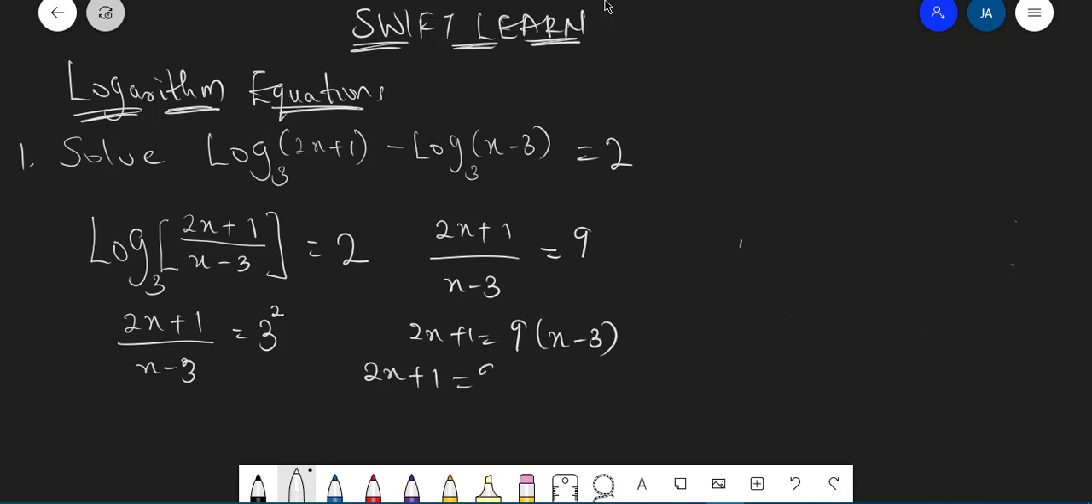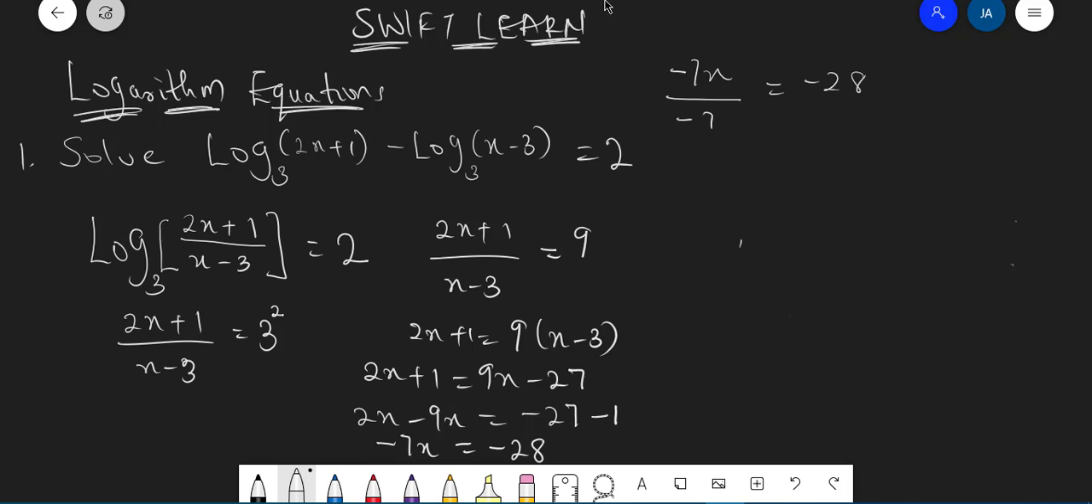So open the bracket, that will be 9x minus 27. Bring this one over here, you have 2x minus 9x equals minus 27 minus 1. I guess here you should have minus 7x. Here is minus 28. So the simple thing is divide both sides by minus 7. Don't forget what I told you yesterday. Note the way I'm solving. These are what you are meant to solve in WAEC. This cancels this. X will give you what? 4. Then you have your final answer.